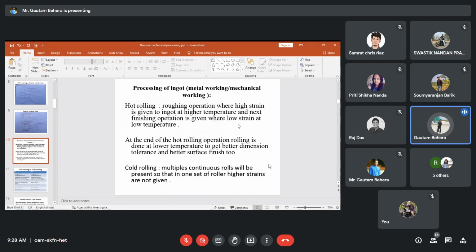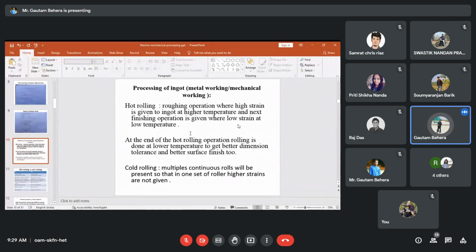Right. So in the roughing operation, what happens? We apply high temperature to the material and we apply high strain rate. But in the finishing operation, the temperature will be low and the strain rate will also be low. We apply low temperature in the finishing operation because we want a good dimensional tolerance and a better surface finish. You know the problem with hot working or hot rolling: the temperature is very high, so oxide scale formation will be there. So the problem is that the surface finish will be poor, right?